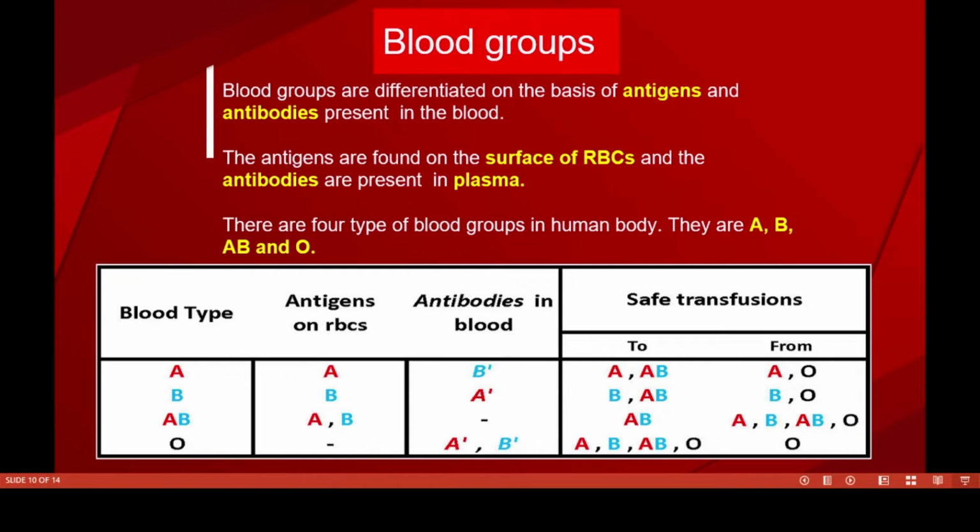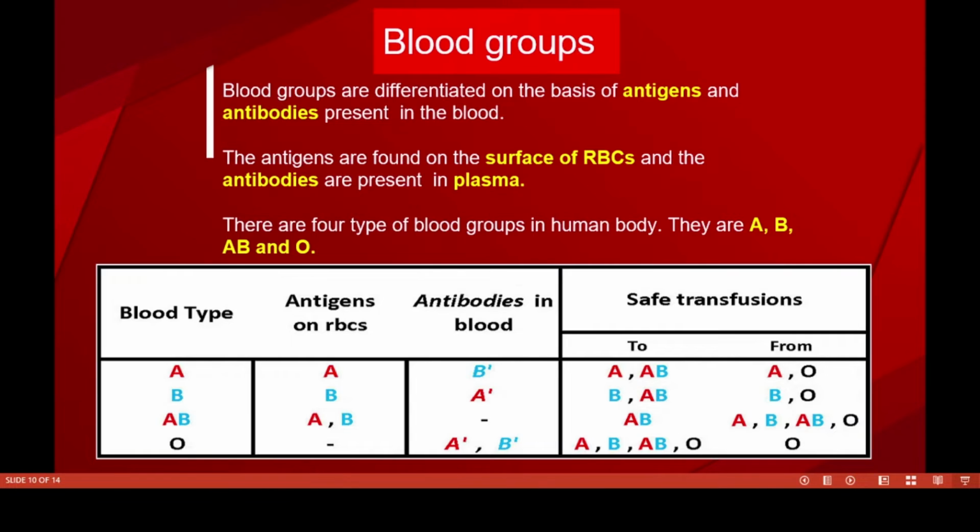Now, safe transfusions. If A blood group, we can donate to A and AB, and we can receive from A and O, because O is the universal donor. If blood group B, we can donate to B and AB, and we can receive from B and O blood groups.